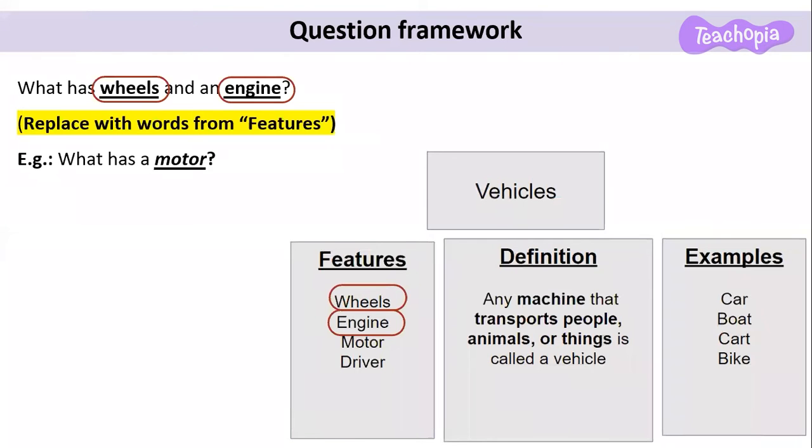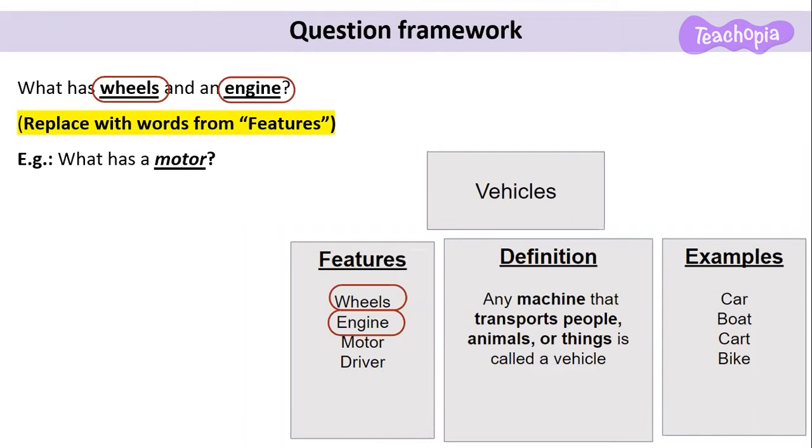Now, we saw that the words wheels and engine belong to the category features. So here we will replace the words in the question framework with other words from the same category. Some of you have taken wheels and engine and used motor and driver. So here we can ask questions like what has a motor? If we want to include more words under the features category like carburetor or fuel or brake, like many of you did, we can go on to replace more words in the question framework, right?